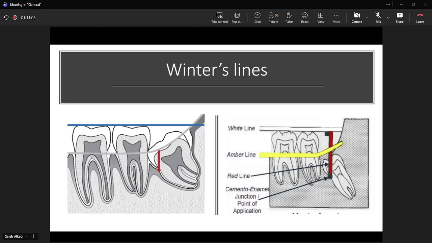So the red line indicates the surgical difficulty here. And as I mentioned earlier, it's a perpendicular line from the amber line to the point of application. In mesioangular, this point of application is mesial. In vertical impaction, it is, let's say, mid-buccal. In horizontal, it's also on the mesial side, but in the distoangular, it's the distal point of application, not the mesial point of application.